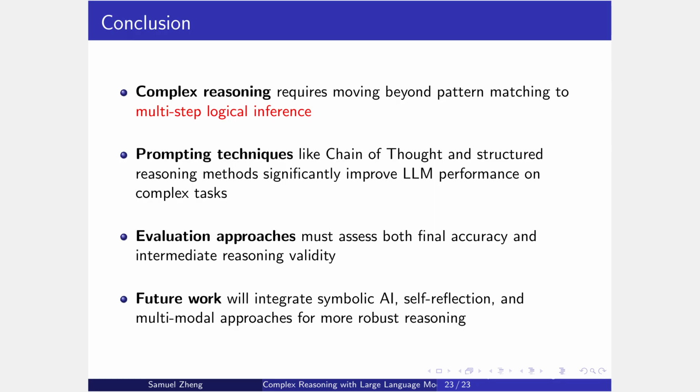Our evaluation approaches must assess both final accuracy and the validity of intermediate reasoning steps. The future of this field will likely integrate symbolic AI, self-reflection, and multimodal approaches with more robust reasoning capabilities. The work we've discussed today represents just the beginning of a transformation in how AI systems approach complex problems as these techniques continue to evolve. We're moving closer to AI systems that can truly think through problems rather than just recognize problems.